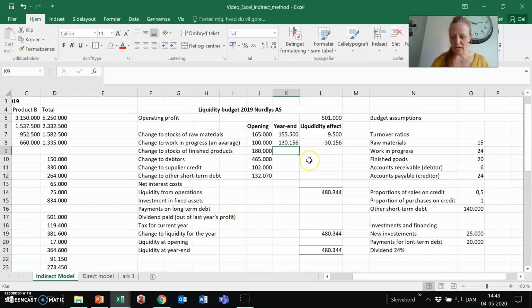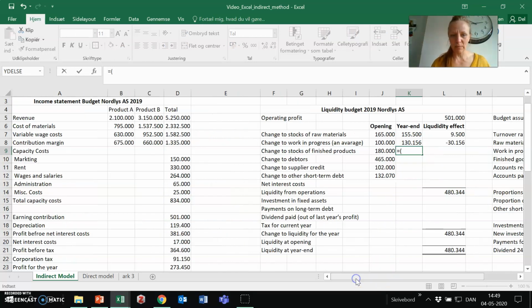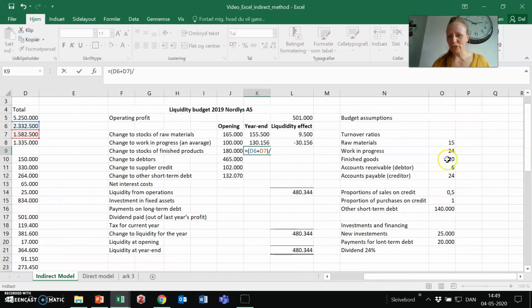For stock of finished products we do the same thing, but what we need to do is add both the raw materials that we have used and the total of the wages that has been used to create this. So equal sign and bracket, go into the income statement, find the total for the cost of materials, add the wages that we have used to produce this and end the bracket. Then we divide with the turnover ratio. How many times a year do we turn over the stock? In this case, that assumption is 20.